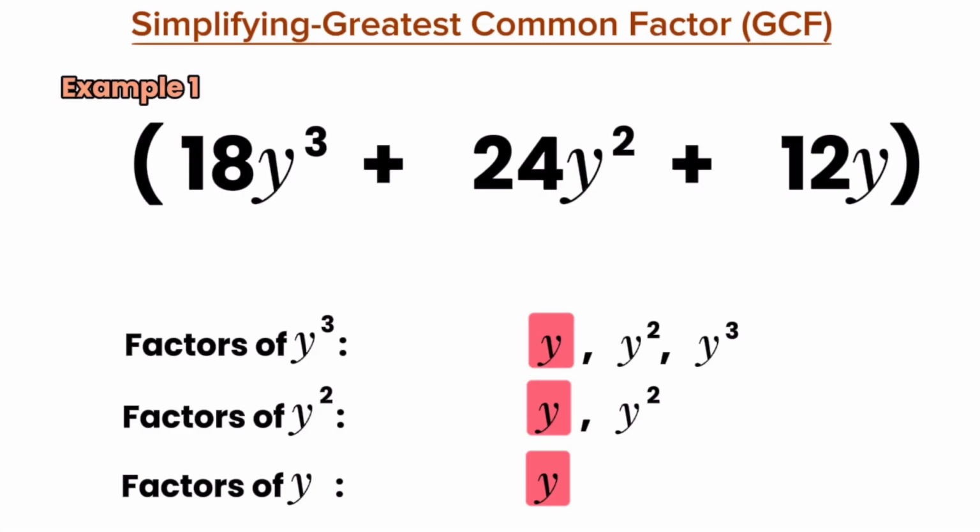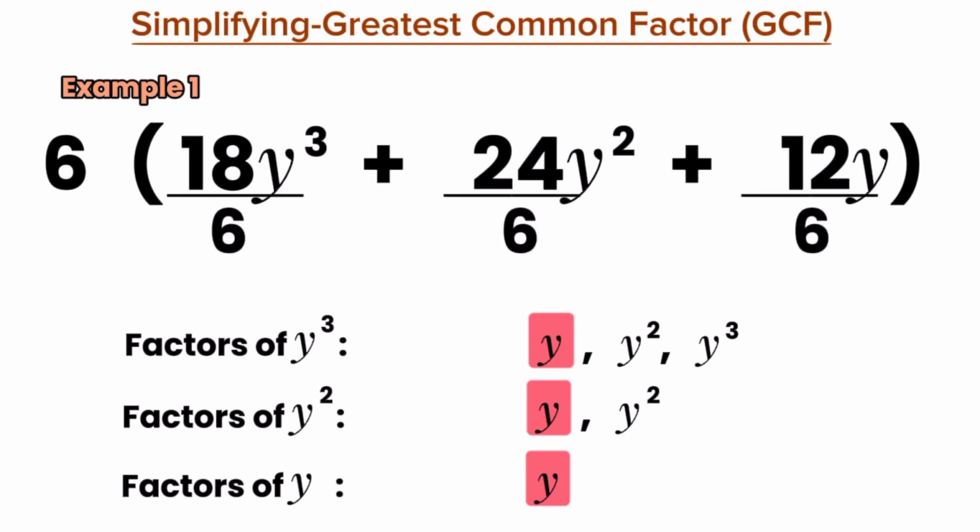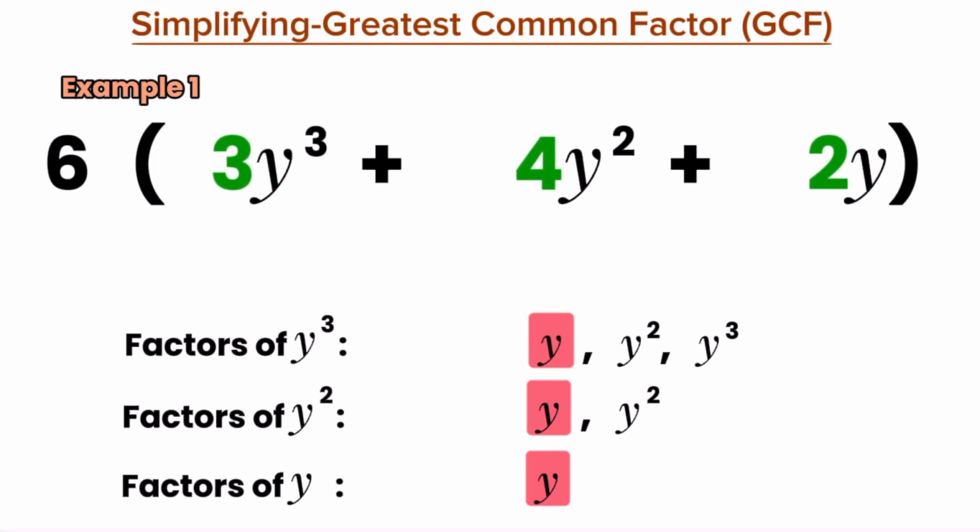So we have 6 as the greatest common factor for the number coefficients. Therefore, kick out the 6 and place it outside the brackets. Inside the brackets are the remaining coefficients that have been divided by 6. Now we do the same with the y variable, which is the greatest common factor. Kick it out and place it beside the 6 outside the brackets. The variables that remain inside are to be divided by y.